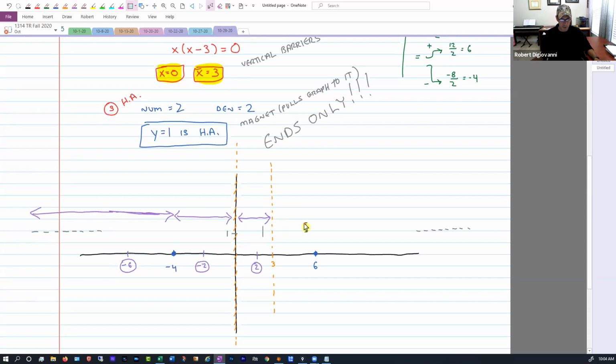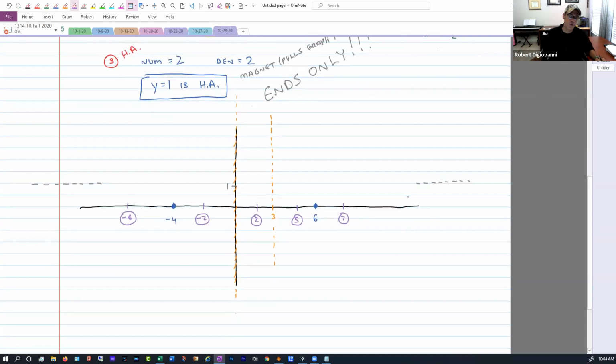We now need something between here and here, 3 and 6. So how about 5? You could use 4, okay? You just can't use 3 or 6. And then we need one more, anything to the right of 6, so I'll just pick 7. And that'll take care of everything else. So we have 5 test points, right? That'll take care of all the regions. I want to get all this out of here because I don't want you to accidentally think that's part of the graph or something. All right, here we go.